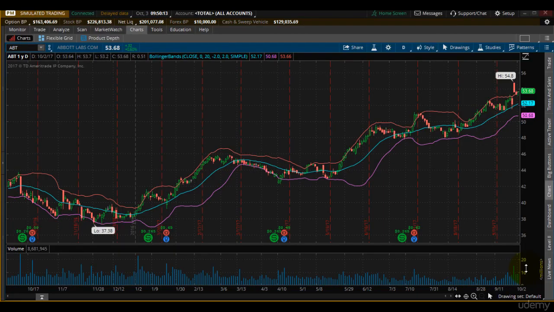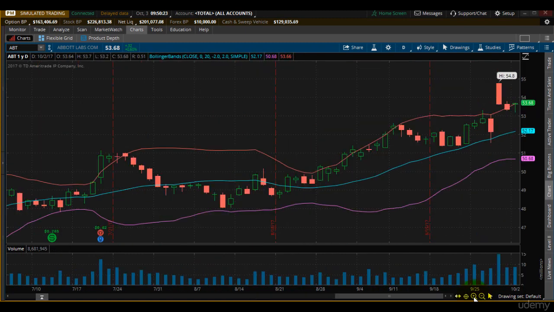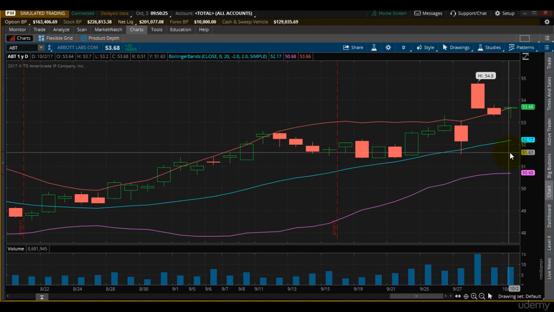Hi guys, this is the first day of the trade, and as you can see it has closed at 53.68. Let me zoom in. Right here, this is the first day of the trade and it closed at 53.68 with low as 53.20, high as 53.70, open at 53.64.